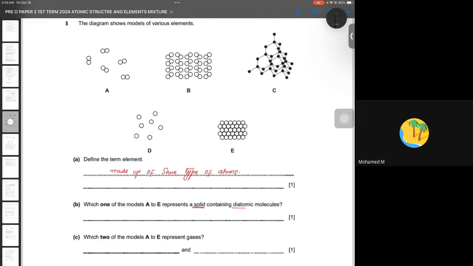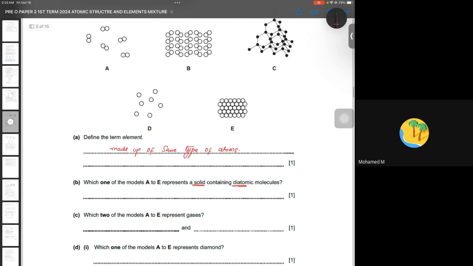Solid, and diatomic. What do you think? Diatomic means made up of two atoms. Is it A? I think A is a gas because the molecules are far away from each other. They are asking for the solid. So this is B.